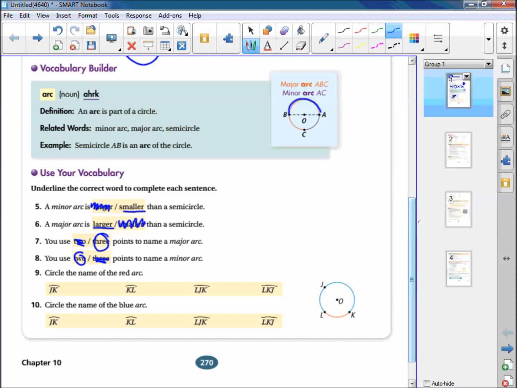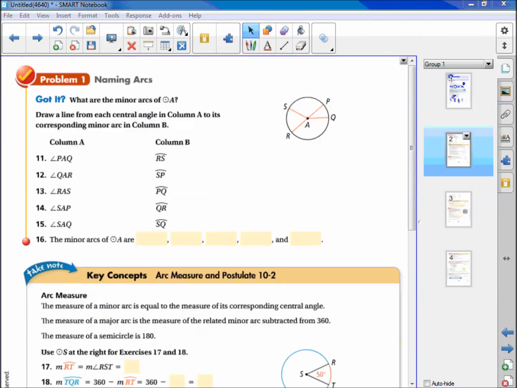Circle the name of the red arc here. So the red arc, we will use just the 2 points we need. So it would be between K and L or L and K. So your choice, only one that matches is this, KL. All right, so for a major arc is a blue one, and a major arc needs 3 points, so we can automatically mark off JK and KL. So we do need to go from K to L, but we need to go around the big side, so that's why we need the 3rd point. And J is between K and L, so this is the one we're going to use.